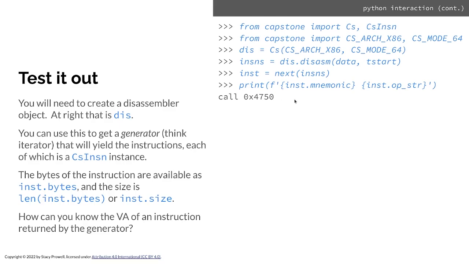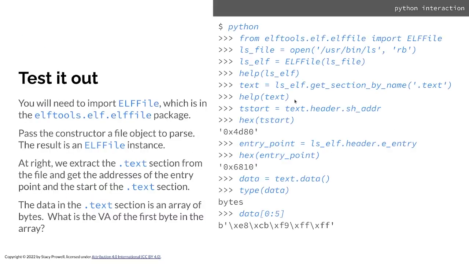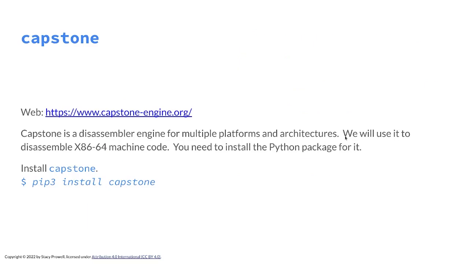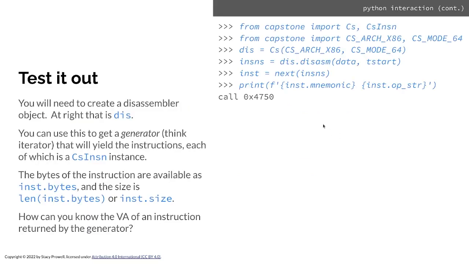So I've managed to go from nothing to being able to open up an ELF file, find the text section, and extract the address of the text section and the data in the text section, and then use Capstone to begin disassembling the data in the text section.